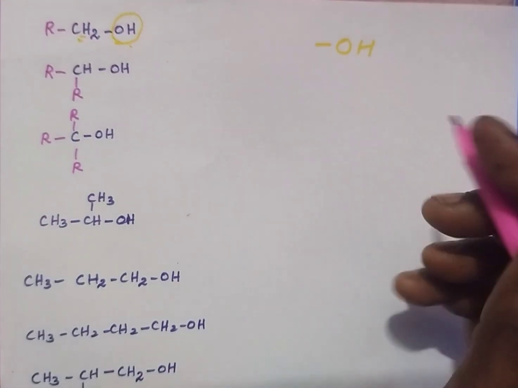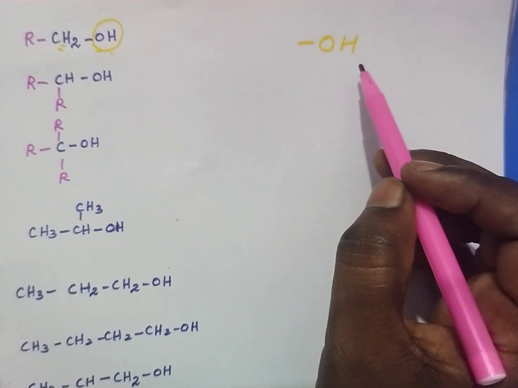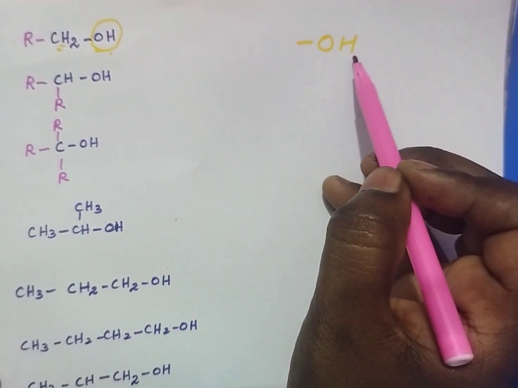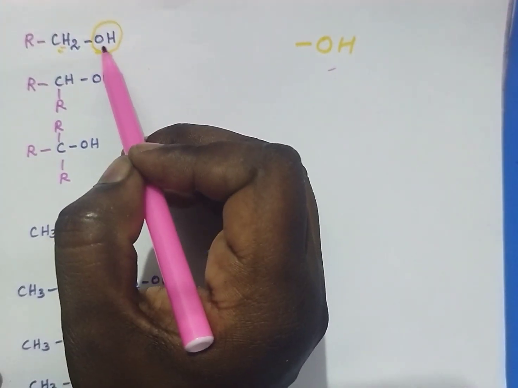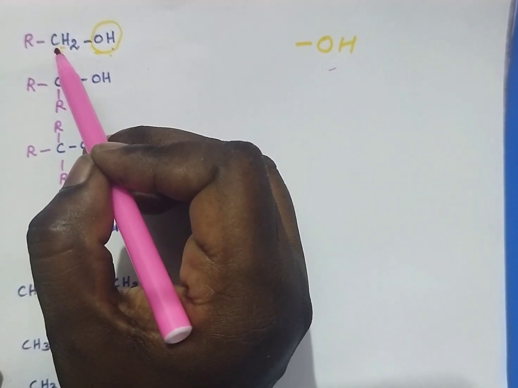Hi students, in this video we are going to discuss some of the common names of the hydroxy compounds. The compound which contains oxygen and hydrogen is known as a hydroxy compound, and the carbon to which the hydroxy group is directly attached is known as the hydroxy carbon.